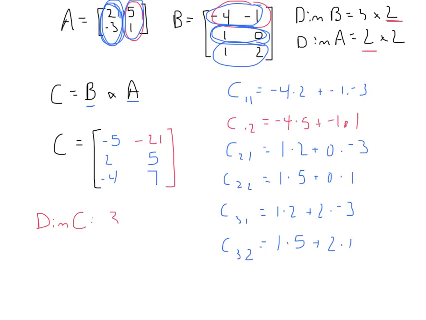Now, of note, the dimensions of C are 3 times 2. Look at this. 3 matches 3, and 2 matches 2. So it's kind of like these two numbers up here, columns from the first matrix and rows of the second matrix, have sort of disappeared and we're left with the number of rows from the first matrix, or the number of rows in our resultant matrix, and the number of columns in our second matrix, or the number of columns in our resultant matrix.